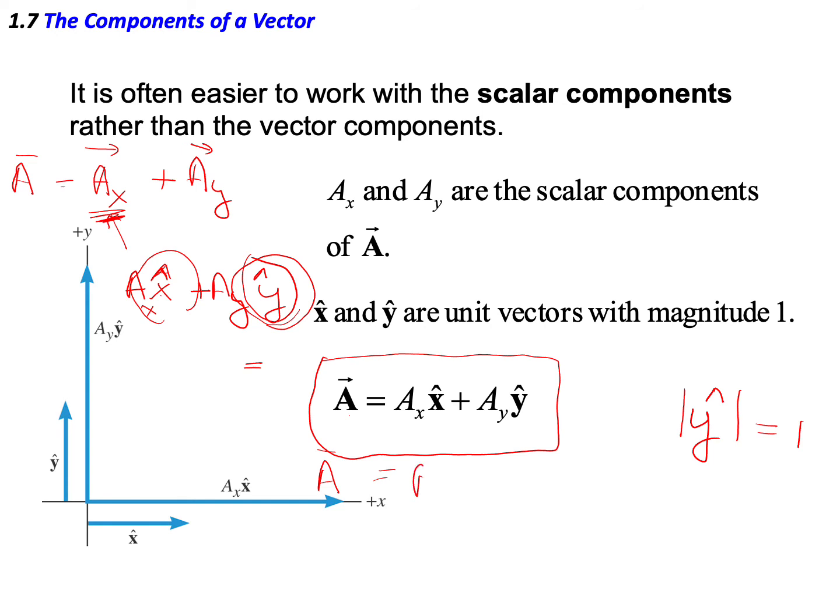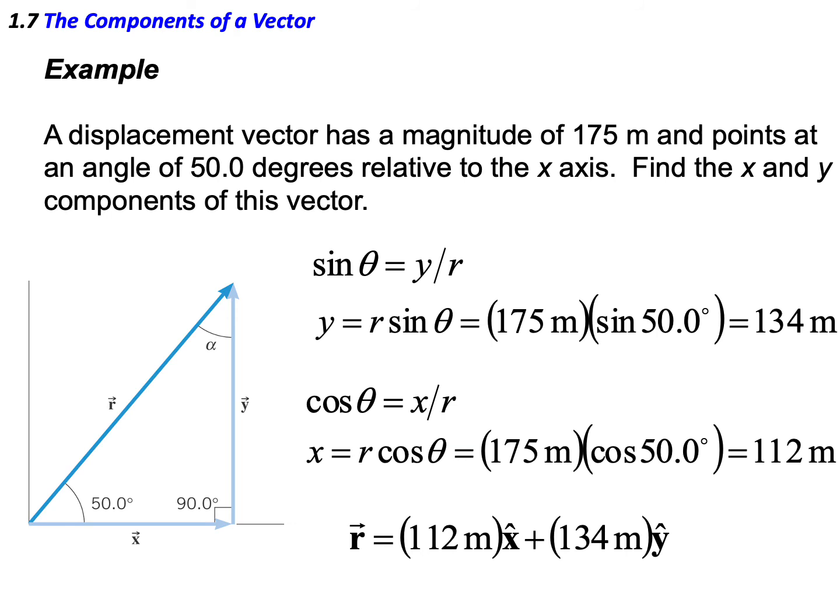So this is the same as A. This is bold letter A, or I can put an arrow, then you know it's the vector. A equals vector AX plus vector AY. So these are identical. The whole term AY times unit vector y is the same as vector AY. It's just another notation. Okay, here's an example.